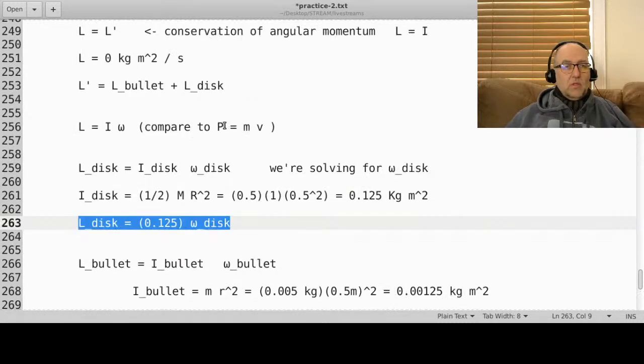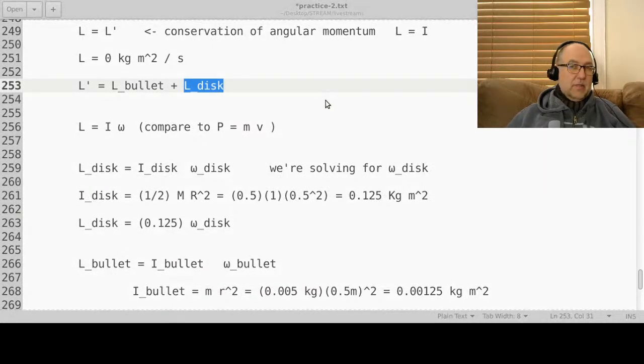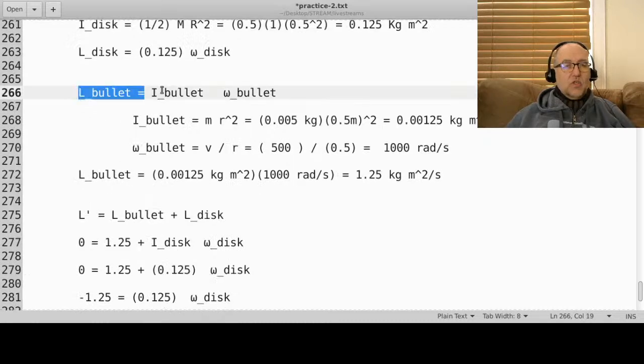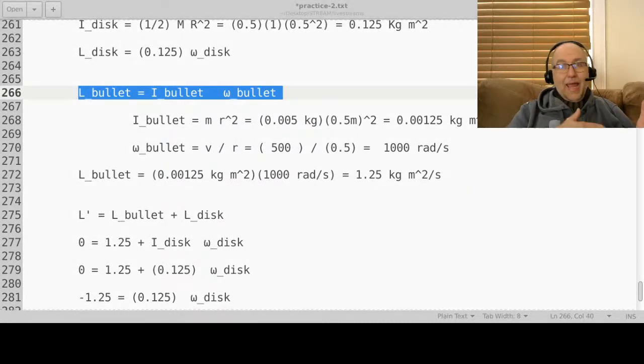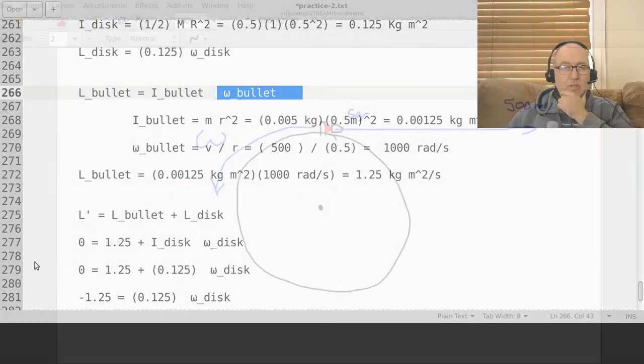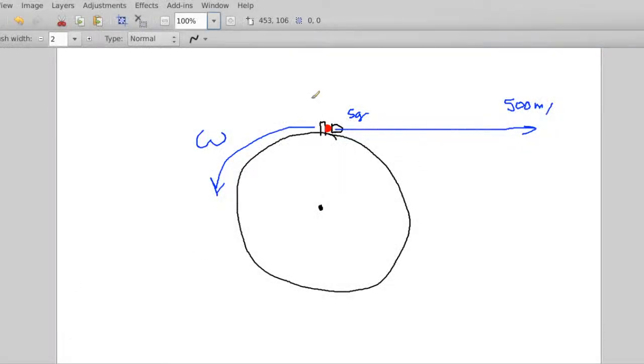The next one. So far we've only got the angular momentum of the disk. We now need the angular momentum of the bullet. So how do you do that? Well, just like anything else, the angular momentum is the moment of inertia times the angular velocity. But you say to yourself, geez, how in the world am I going to get a moment of inertia and an angular momentum out of this? Let's go back to the whiteboard and I'll show you here.